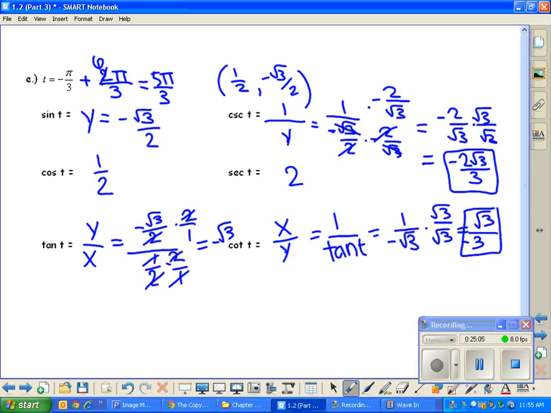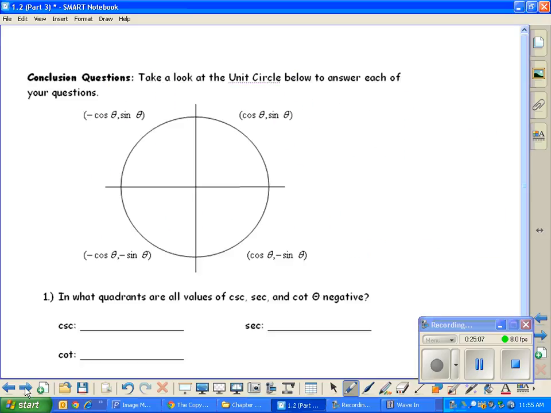Any confusion anywhere? The next thing you have to do are these conclusion questions. You can get started on those. We will finish that up as a warm-up. The other thing that you could do is start on your homework. Your homework is the last 3 pages in your packet. It looks long because you're doing all 6 of the trig functions, but there's not that many questions. You just have to do all 6 of the trig functions for each of them. And you saw how quick that went.